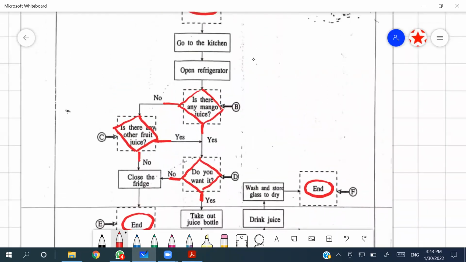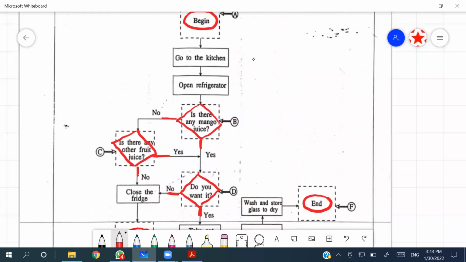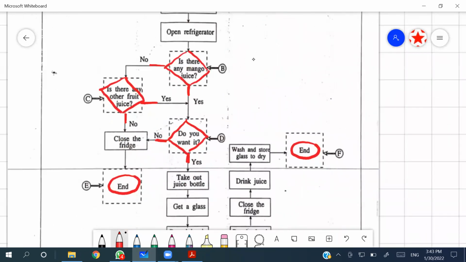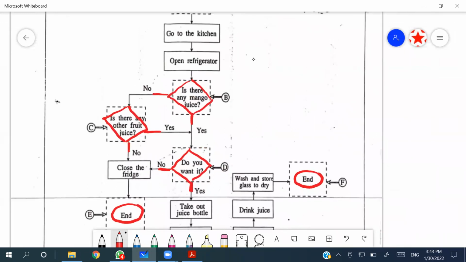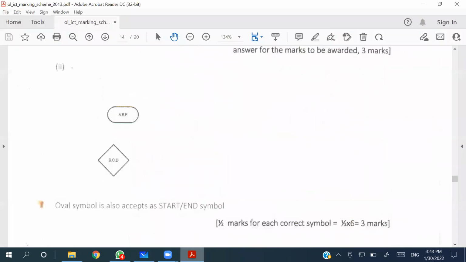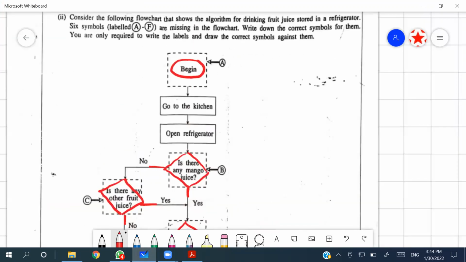So for A, E, and F, it's the oval shape. For B, C, and D, it's the diamond shape. Right? So that's what they have said: A, E, F, the oval shape, and B, C, D, the diamond shape. So 3 marks for that particular task.